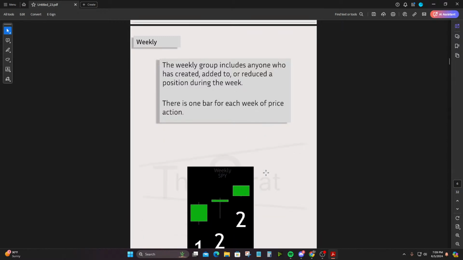Weekly, just like the monthly. The weekly group includes anyone who has created, added to, or reduced a position during that week. There is one bar for each week of price action, which typically is 5 trading days. If it's a holiday week, one weekly candle is only going to be 4 days of price action, but it's still shown to us as a weekly candlestick.